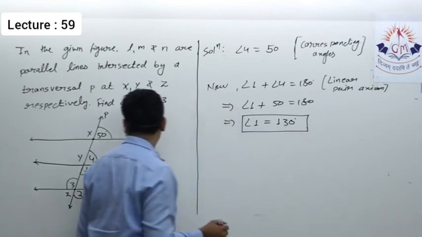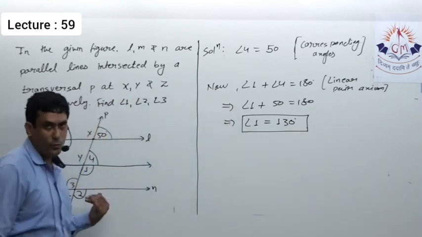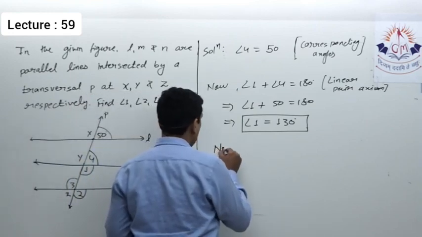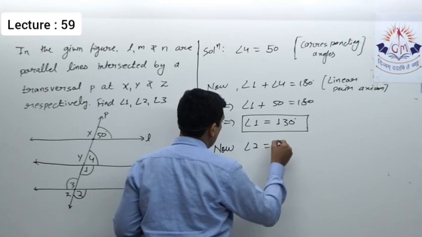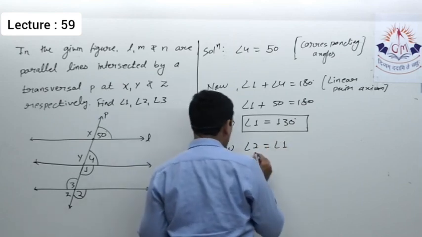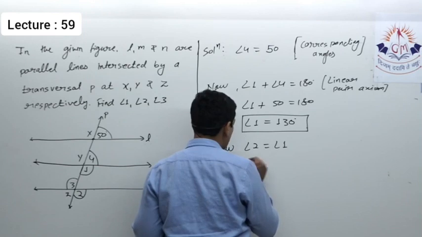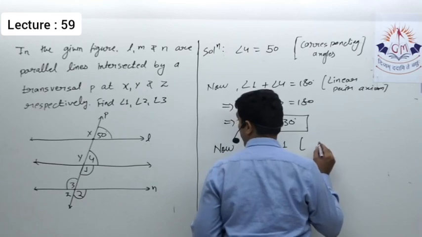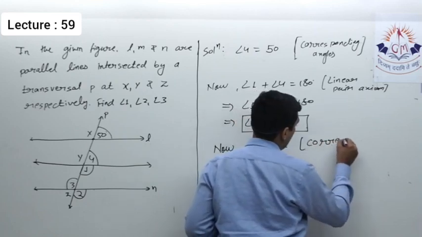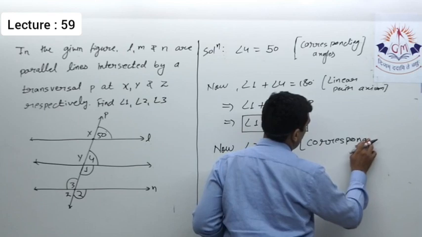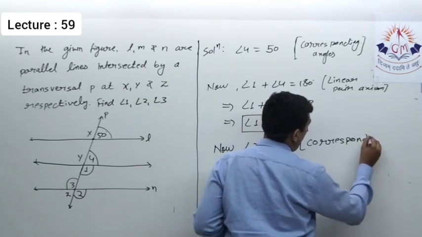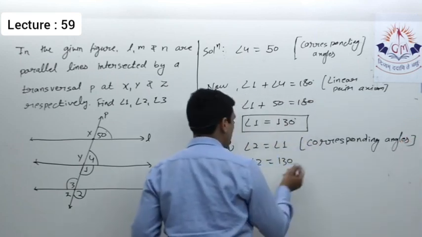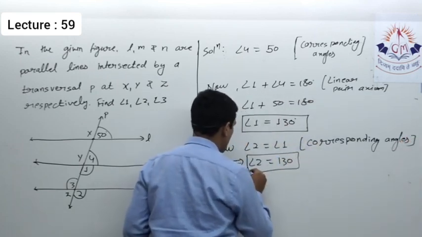So here I got the measure of angle 1. Now I have to find the measure of angle 2 and angle 3. As I told you, they are directly equal, but definitely I have to give the reason. So now angle 2 is equal to angle 1. Why? Because angle 2 and angle 1 are corresponding angles. So angle 2 equal to 130 degrees.